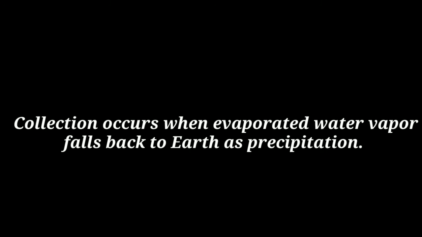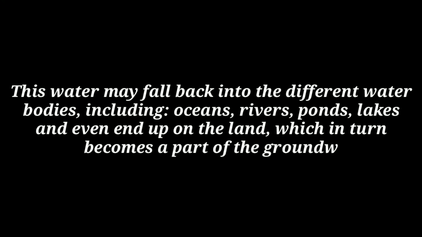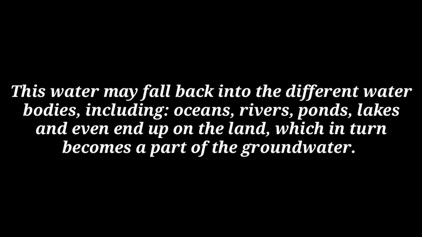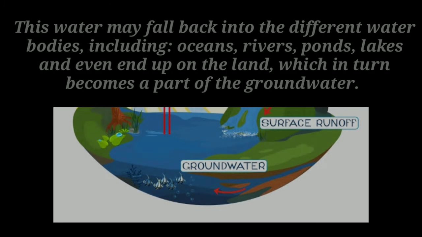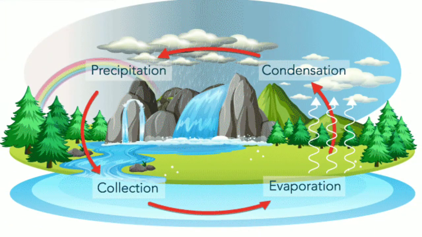And the final stage of the water cycle is the collection. Collection occurs when evaporated water vapor falls back to earth as precipitation. This water may fall back into different water bodies, including oceans, rivers, ponds, lakes, and even end up on the land, which in turn becomes a part of the groundwater. This water cycle is a continuous process of evaporation, condensation, precipitation, and collection.